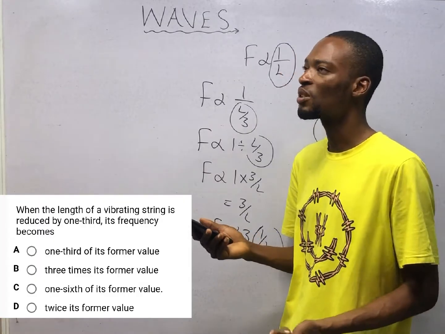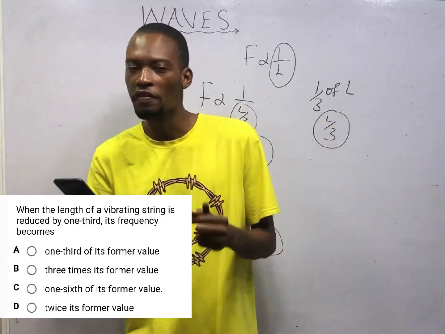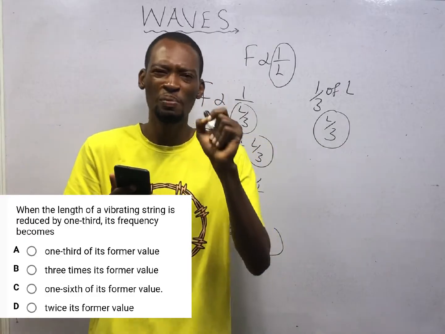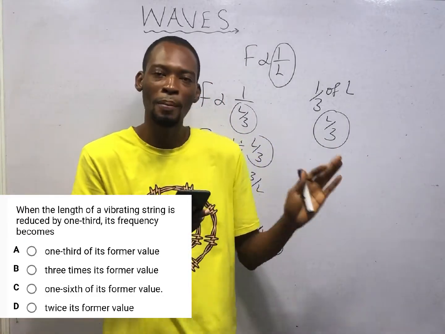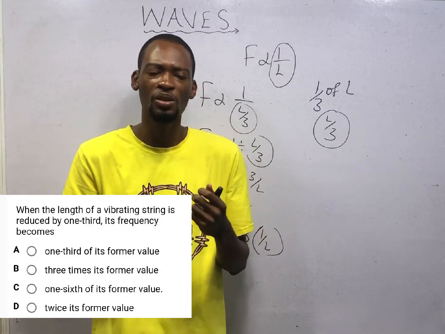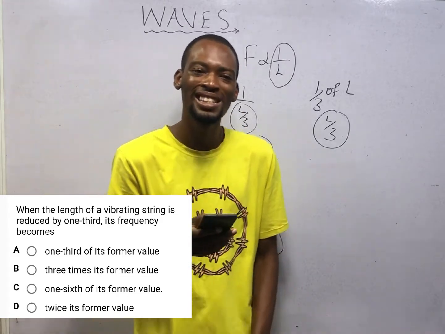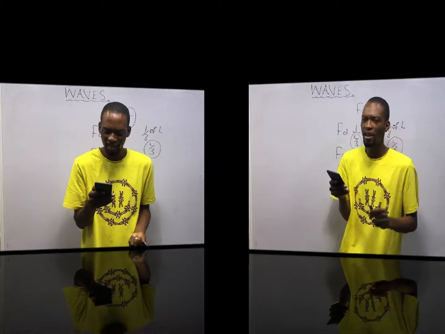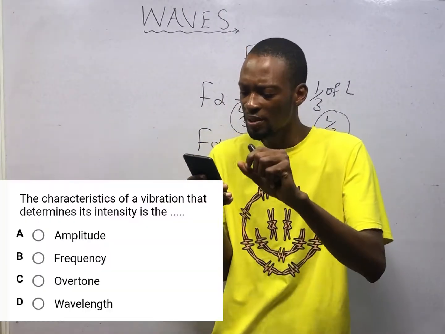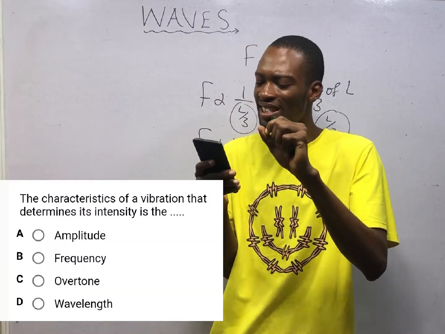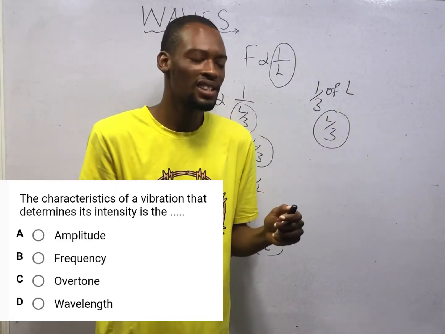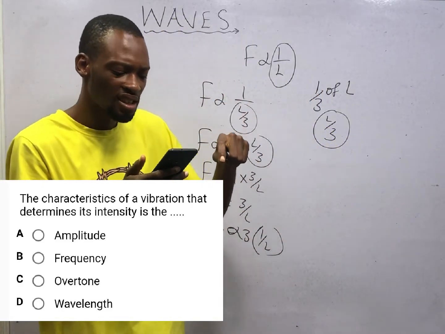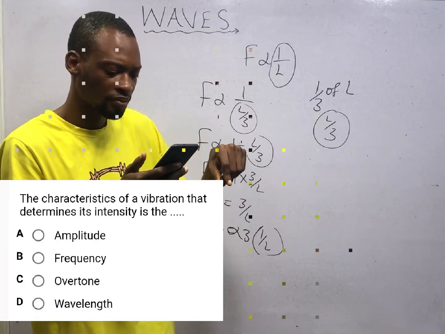So what is the answer to this question? When the length of a vibrating string is reduced by 1/3, its frequency becomes 3 times the former value, or 3 times the original value. Option B is the correct option. The characteristic of a vibration that determines its intensity is simply the frequency. Frequency is what determines the intensity of vibration.